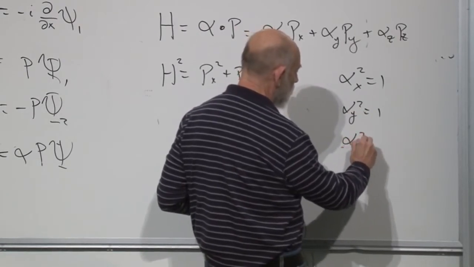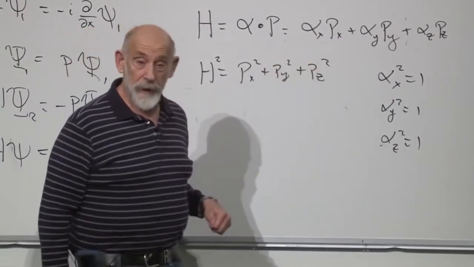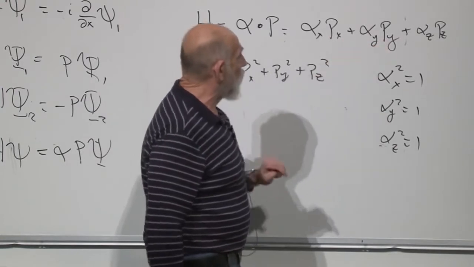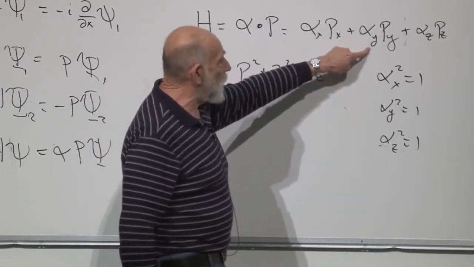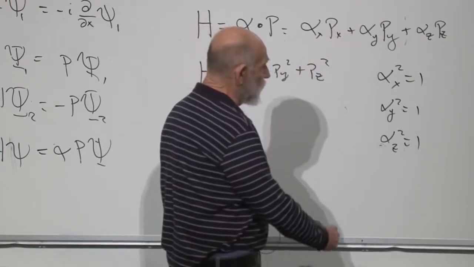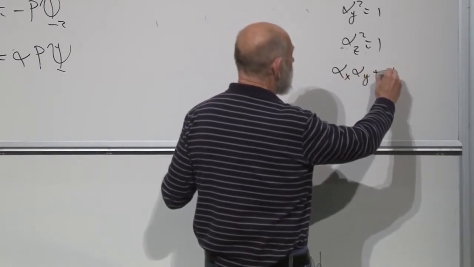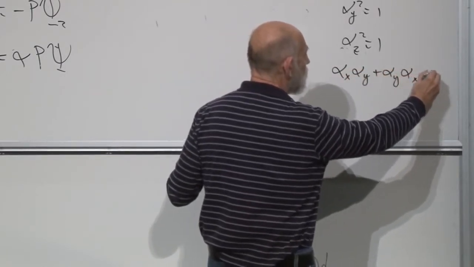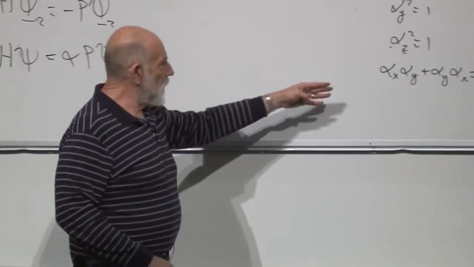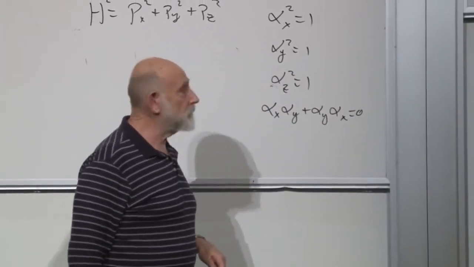Alpha z squared equals 1. But now we want to make sure the cross terms aren't there. When we multiply out the cross terms, we get px times py, and it will multiply alpha x alpha y plus alpha y alpha x. That's what will happen. So we had better have that alpha x alpha y plus alpha y alpha x equals 0. And likewise for the other combinations. Same with x and z, same with y and z.